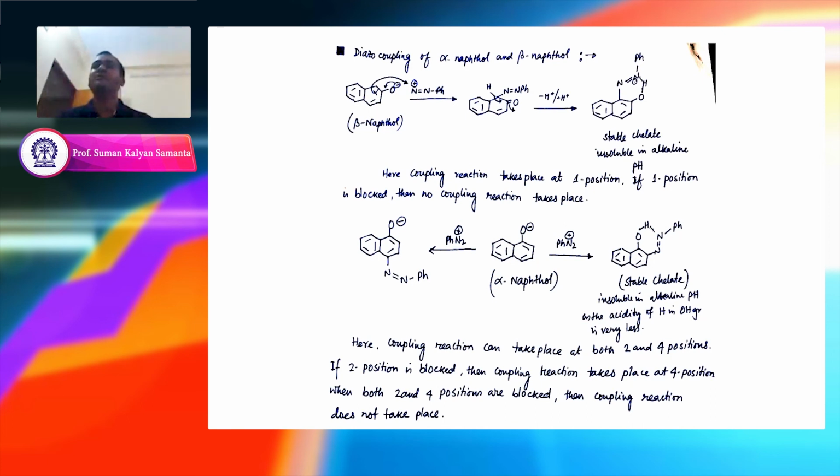But here, the coupling reaction takes place at the 1 position for beta naphthol. If the 1 position is blocked, then generally no diazo coupling reaction takes place.